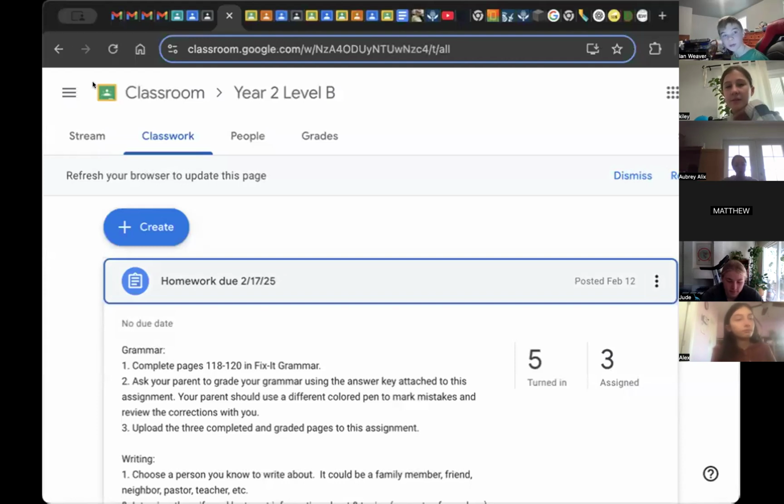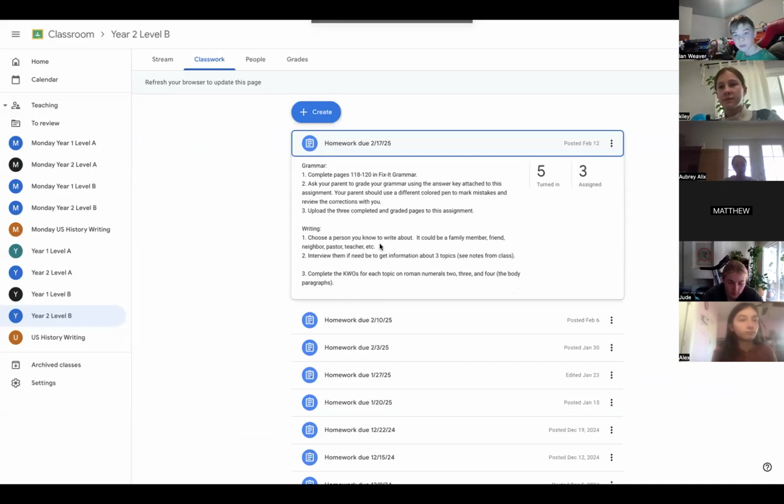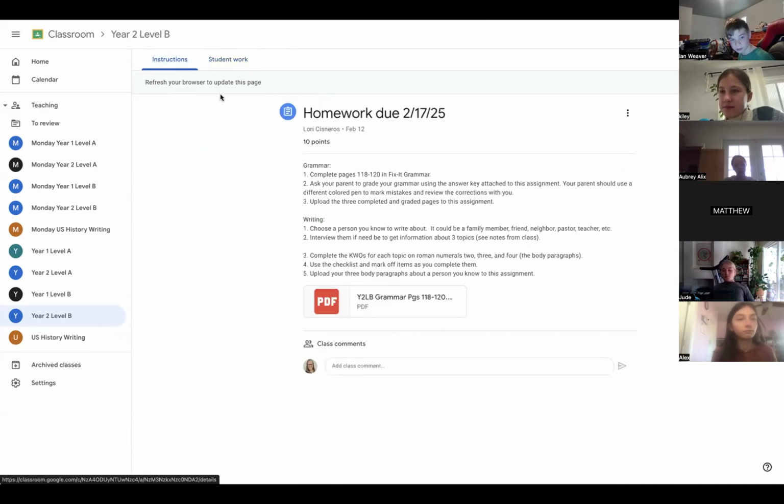I'm showing you on Google Classroom, and this is the teacher view, so yours might look a little bit different. But let me just click on this, and then I'm going to click on instructions. It should look like this when you open up Google Classroom. Make sure you read the instructions.